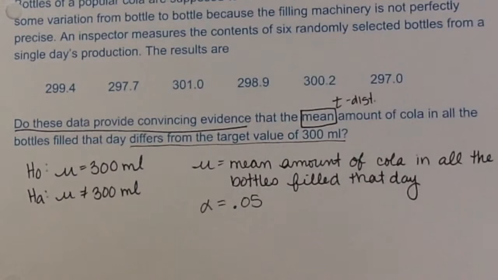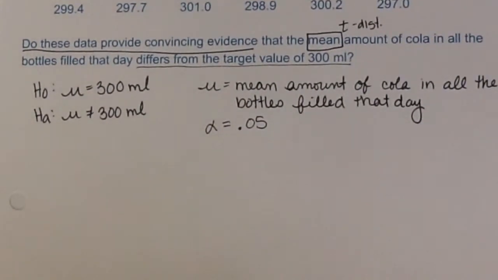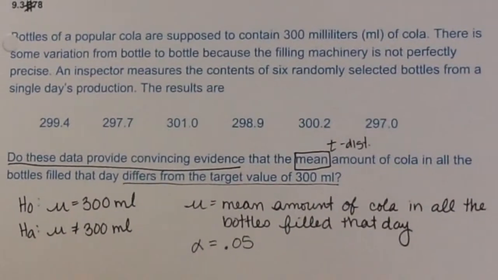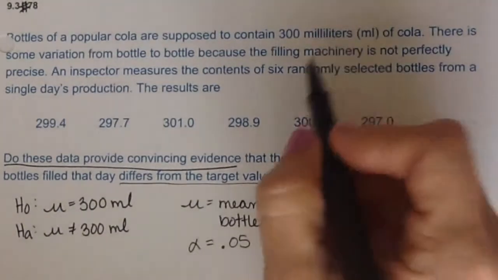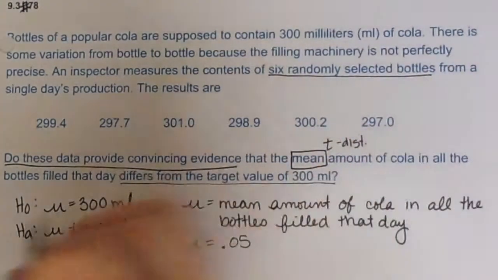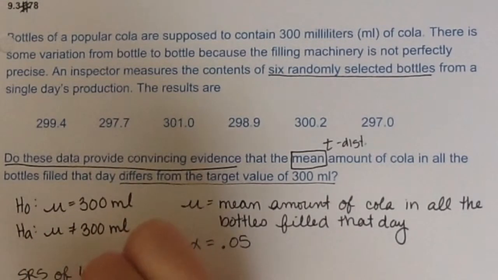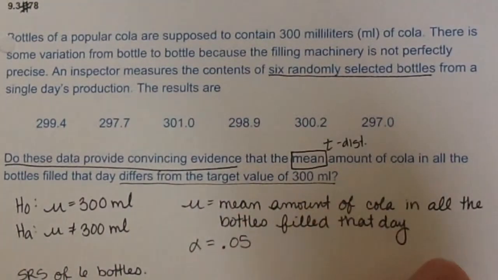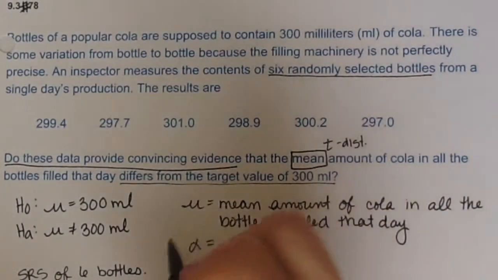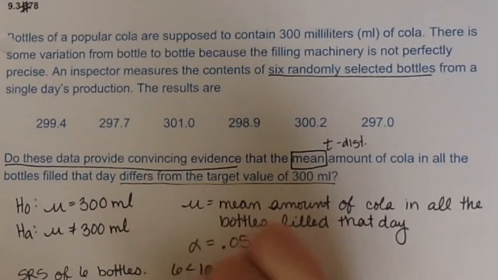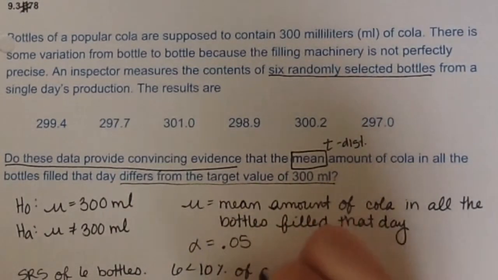From there, I move into checking my conditions. Remember, we always have 3 conditions. We have our SRS, we have our independence condition, and we have our large counts condition. So in this case, we know, I'm going to move this so you can see the top better. We know there were 6 randomly selected bottles. Then we would want to check to see if each bottle is independent of one another. If we're not sure, we can check 10%, and 6 should definitely be less than 10% of all the bottles filled that day.